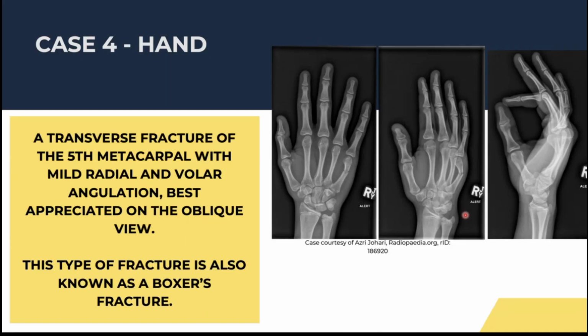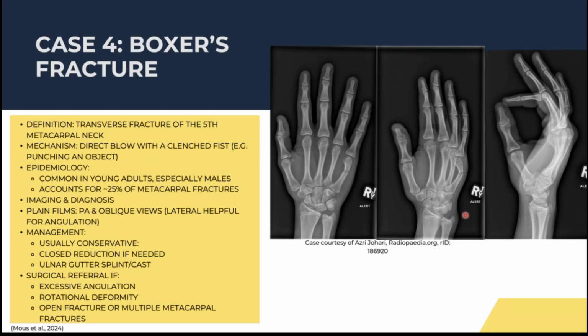Sometimes you get a patient coming in with a swollen hand and then another patient coming in with a swollen face, and you're wondering what's going on. They often have a broken finger. The definition of this is a transverse fracture of that fifth metacarpal neck, and often it's caused by a direct blow with a clenched fist, so if you're punching an object. It's very common in young adults, especially males, and accounts for around 25% of the metacarpal fractures that you see.